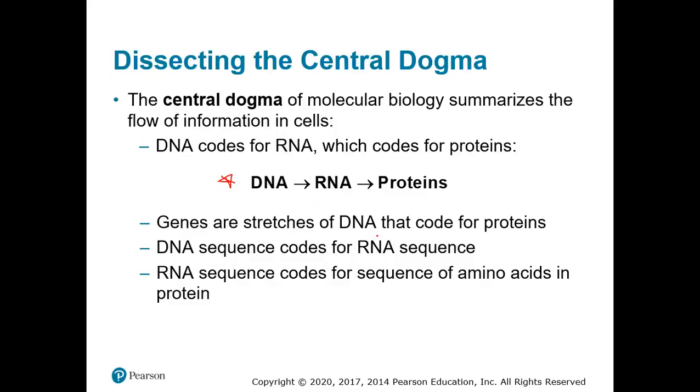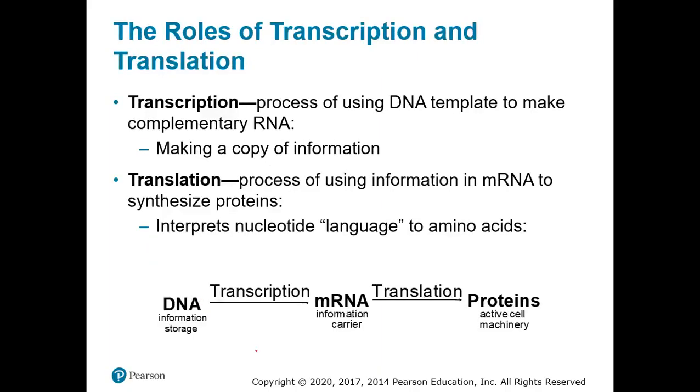Genes are stretches of DNA that code for proteins, but they do it through mRNA. So a DNA sequence makes an mRNA sequence, and then our messenger takes that message and codes for a sequence of amino acids that make a specific protein. So those processes: transcription and translation.